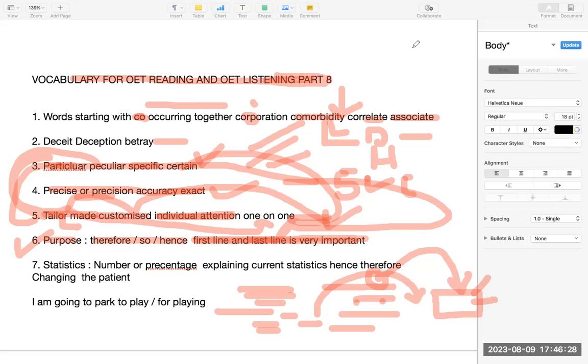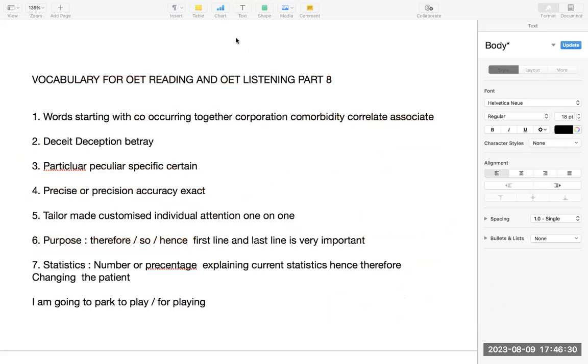Whenever there are a lot of numbers or percentages given, always remember that a percentage or a number means statistics. Sometimes, being medical professionals, we do not have an idea of the word statistics. Statistics means number or percentage, explaining the current statistics. Hence, therefore, so, basically this was a thing that we were discussing.